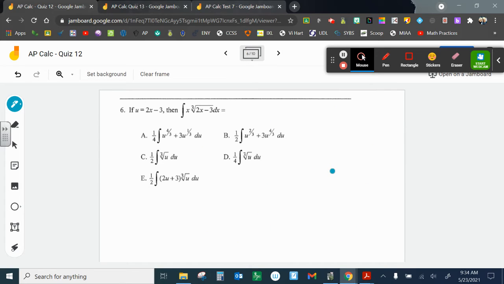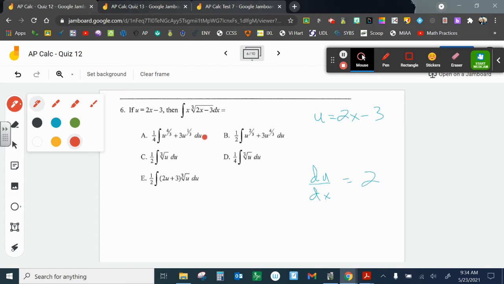All right, so now on number 6, we're going to do u substitution, and they've kind of set it up for us, which is nice. So we have the integral of x times cube root of 2x minus 3 dx. So they say, hey, u equals 2x minus 3. So one of the things I'm going to do is take the derivative of that. So that's du dx equals 2.